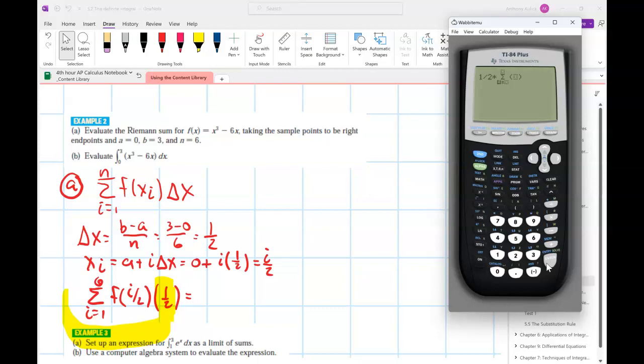So now I'm just going to type it in the way it looks, except instead of using i, I'm just going to use x. So x equals 1 to 6. And then I typed my f of x into y1, so I'm going to go retrieve that. I'm going to press vars, over to y vars, function, y1 of x over 2.